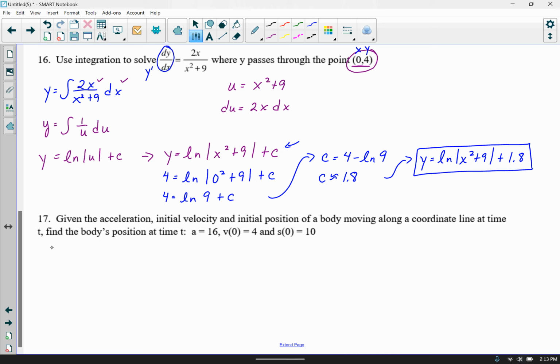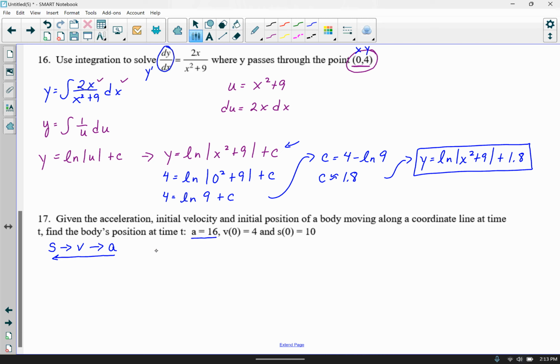Now, if you recall, whenever we first started talking about derivatives, you were given your position function. When you took the first derivative, that gave you velocity. And then the derivative of velocity, or the second derivative of your position function, gave you acceleration. So we're just going to work backwards now that you know acceleration, and we're going to use integration to get us back to our initial position function.